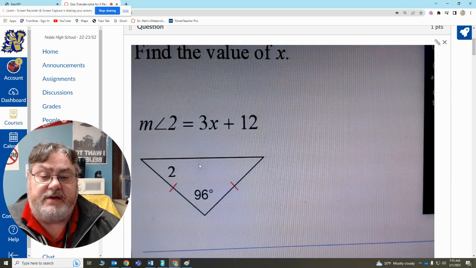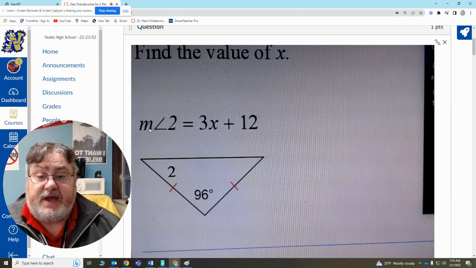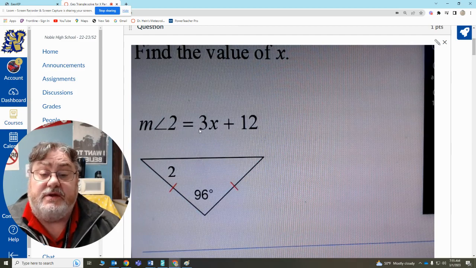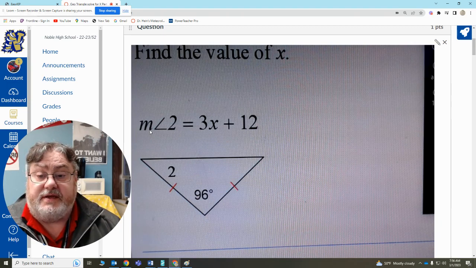We'll call it angle 1, angle 2 is noted by the 2, and the 96 degrees represents angle 3. We're asked to solve for x. The lowercase m stands for the measurement, and the angle symbol is followed by 2. So the measurement of angle 2 is equal to 3x plus 12, and we want to solve for x. We're going to use first the isosceles triangle theorem to figure out what the measurement of angle 2 is, and then we're going to substitute that information for the measurement of angle 2 and then solve for x.